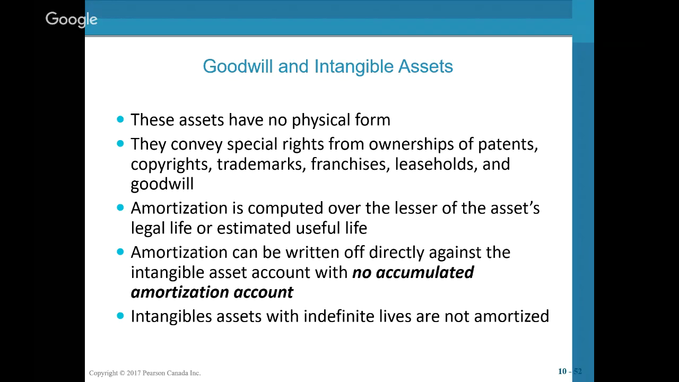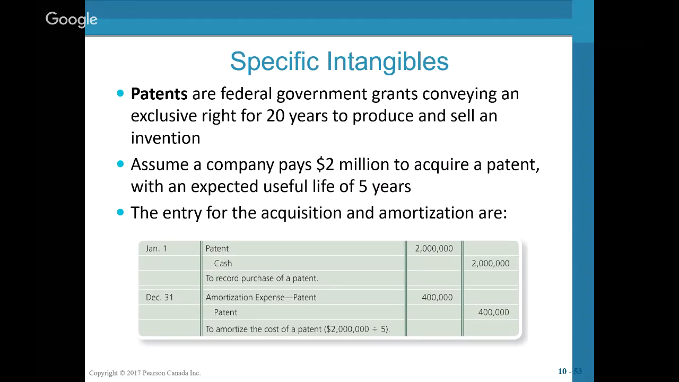So there, we're not going to use an accumulated amortization account. We're actually going to credit the intangible asset itself. So here we're buying a patent for $2 million. It's got a 5-year life. We'll credit cash. And then as we're amortizing it, so now we can use the word amortize, we'll debit the amortization expense for the patent and credit the patent itself.